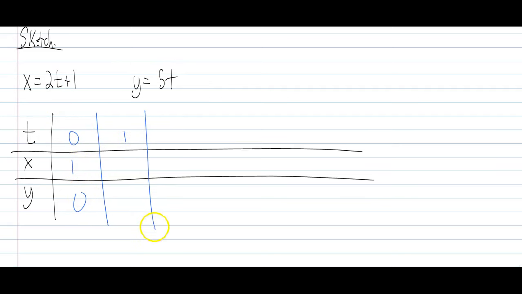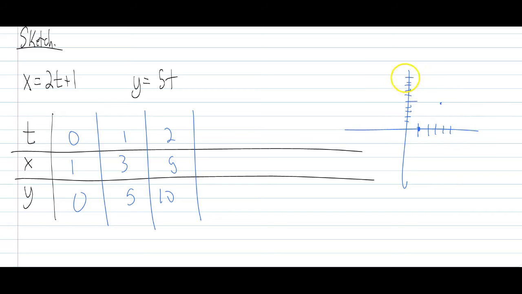If I plug in 1, then evaluate both of those values, we get 3 for x and 5 for y. And I can keep going. If I plug in a t value of 2, I get 5 and 10. So this gives me an idea of what the equation is going to look like. I have a point at 1, 0, a point at 3, 5, and a point at 5, 10. And I can see that in this case, this graph is going to be a line.